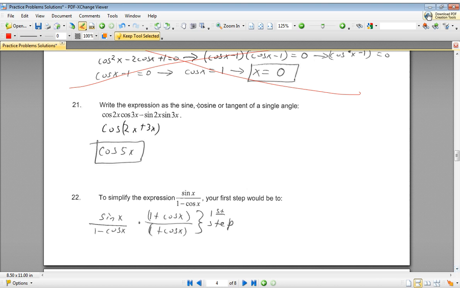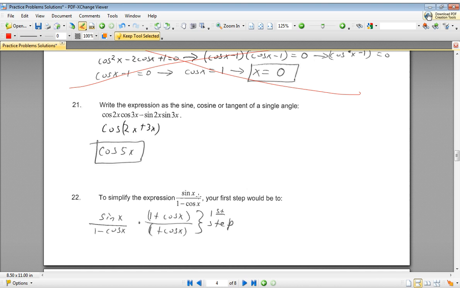Write the expression as the sine, cosine, or tangent of a single angle. So this is a backwards problem. So which identity looks like cosine times cosine minus sine times sine? Well, it's the sum formula for cosine. So that is going to be cosine of 5x.